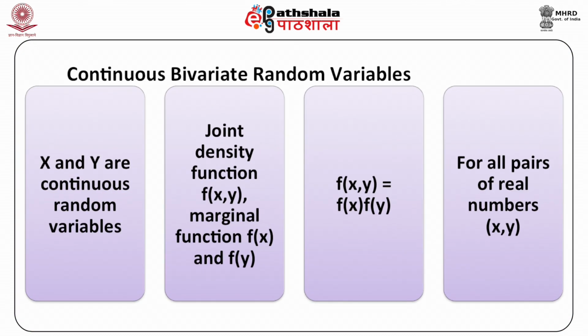Continuous bivariate random variables. If X and Y are continuous random variables with the joint probability density function f(x,y) and marginal density functions f(x) and f(y) respectively, then from the above definition of independence, X and Y are independent if and only if f(x,y) is equal to f(x) times f(y) for all pairs of real numbers x, y.